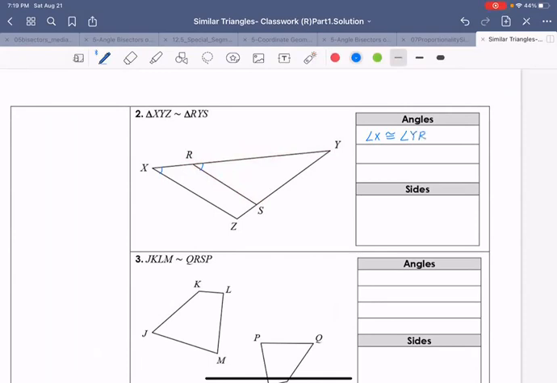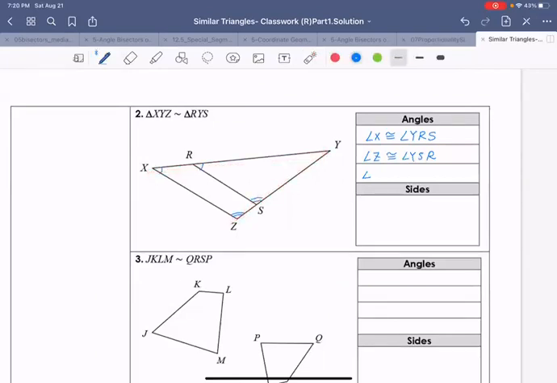Yes. Okay. Next. Angle Z is congruent to angle YSR. Very good. Okay. Last one. We can see angle Y, but let's put RYS equals XYZ. Okay.